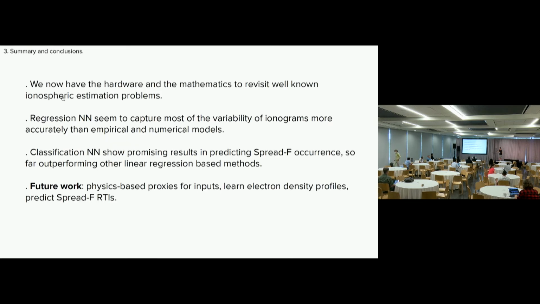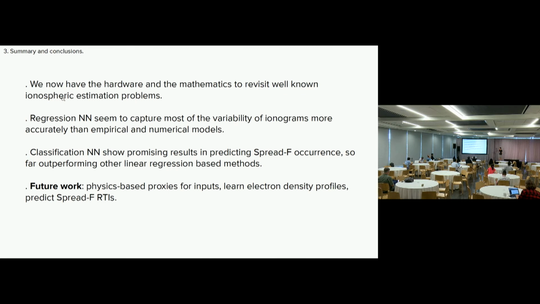Now the summary and conclusions. So the regression neural network for the ionogram seems to be very promising. We are getting better results than SAMI2 and IRI at least. And the classification neural network to predict spread F occurrence seems to be outperforming the first model, which is based on a linear regression model.